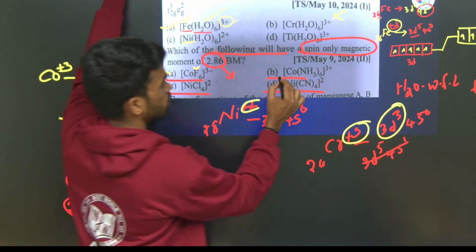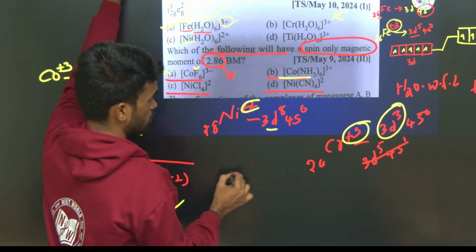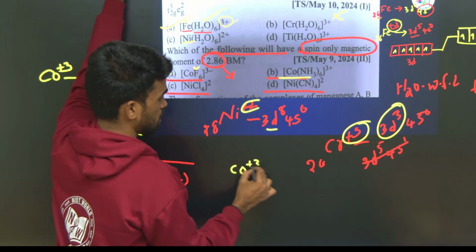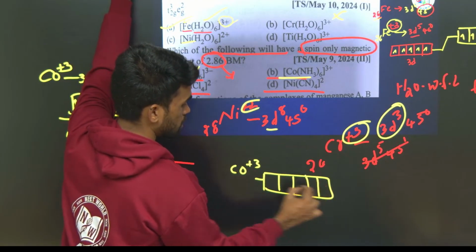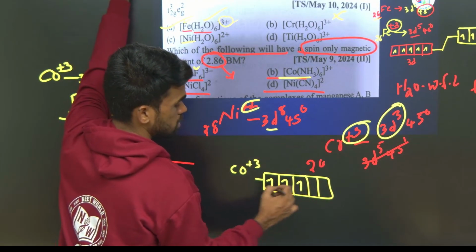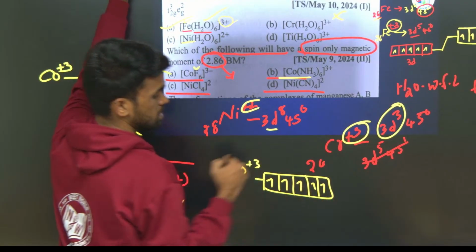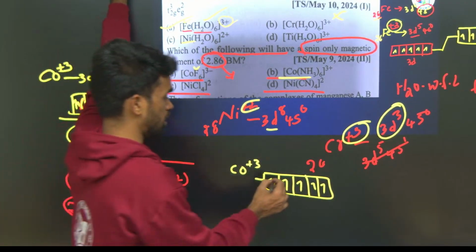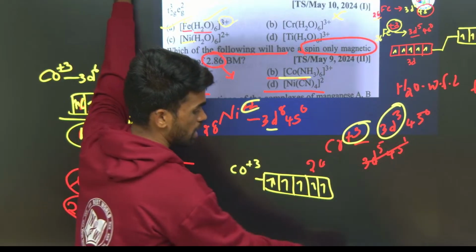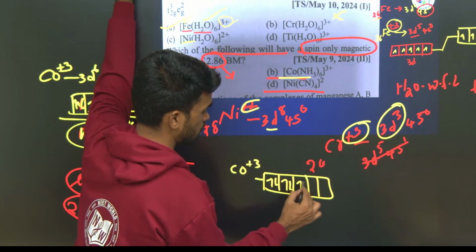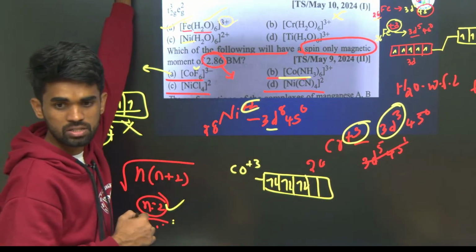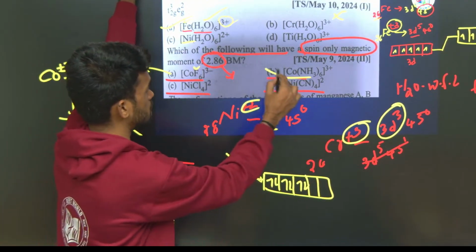So if you do it for this one, same cobalt +3, but here ammonia is a strong field ligand in the case of cobalt +3. In the case of a weak field ligand the scenario is like this, but in the case of a strong field ligand these electrons will pair up. So it will become like this. Do we have any unpaired electrons? No, this is diamagnetic, so this is also incorrect.